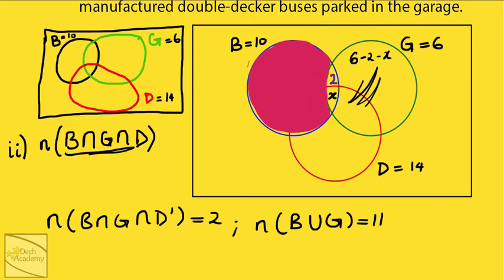I'm going to do that for you here. It has 8 minus x elements. Now this region has, so 6 minus 2 is 4, so 4 minus x. The region I'm shading has 4 minus x elements.